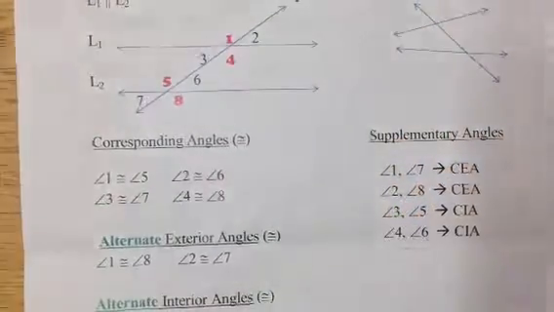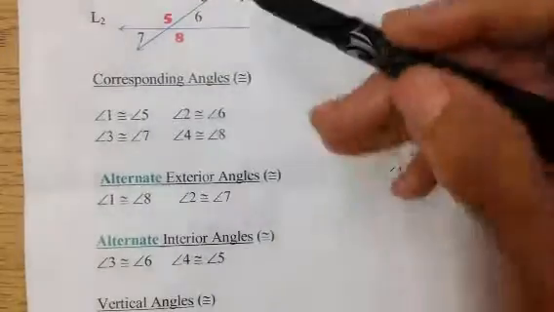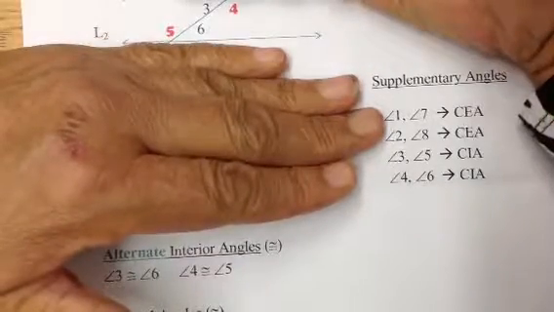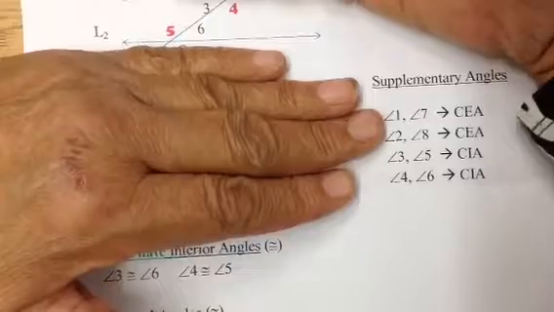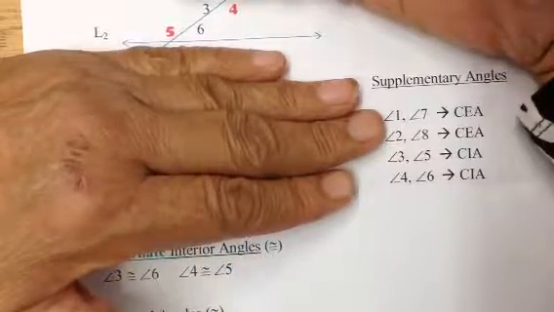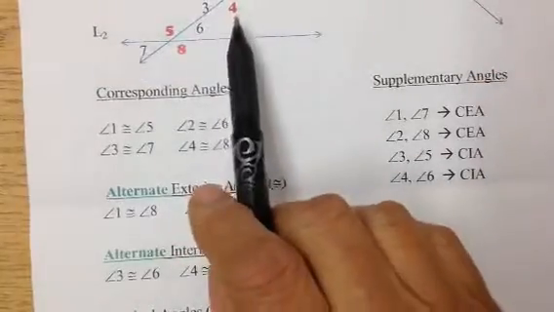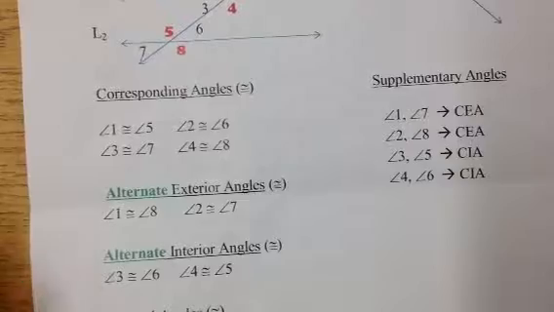Let's take a look at our alternate interior angles. That means it has to be on the inside of the parallel lines. And if you notice, 3 and 6, one is on one side, one's on the other side. They're going to be alternate interior angles, and the other ones are going to be 4 and 5. They're going to be our other set of alternate interior angles.